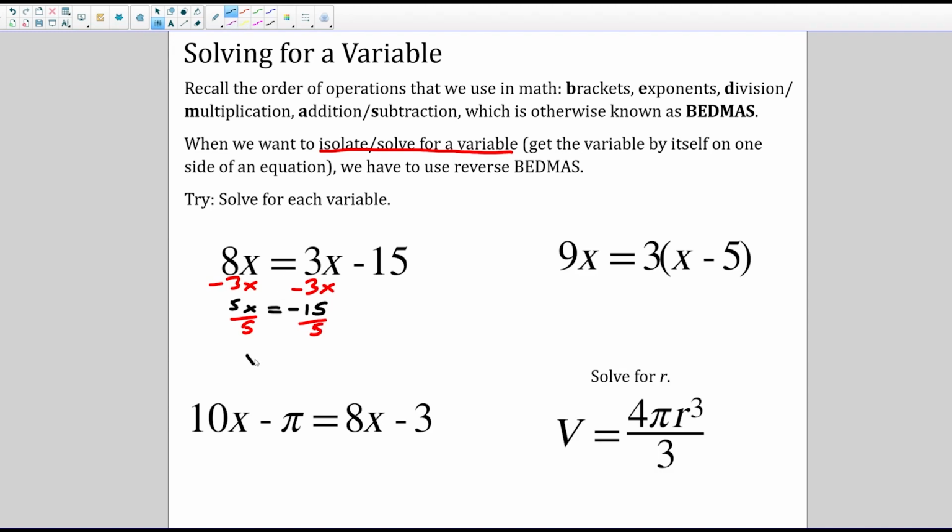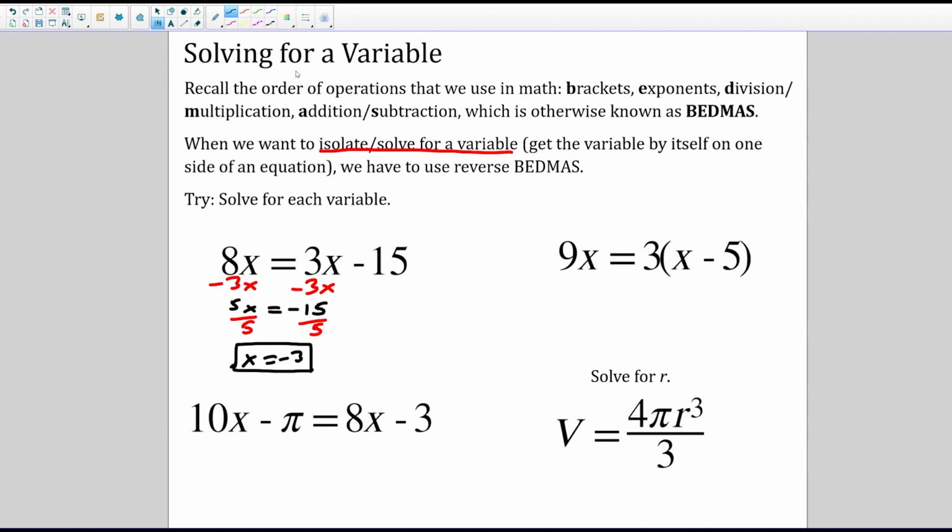Once I do that, I end up with x is equal to negative 3. I can always check my answer by plugging this negative 3 back into my equation and just making sure that the left-hand side is equal to my right-hand side. Now this next problem, I'm actually going to do 2 different ways.